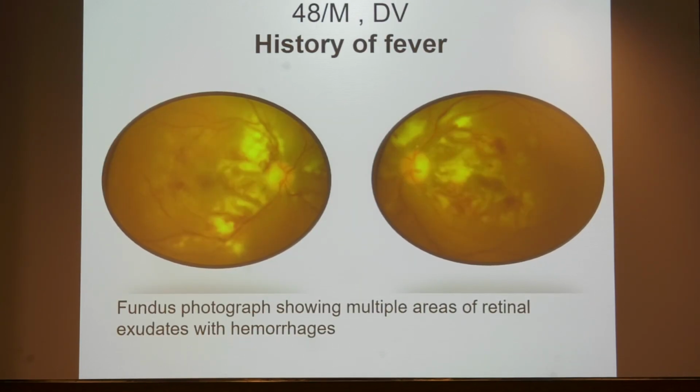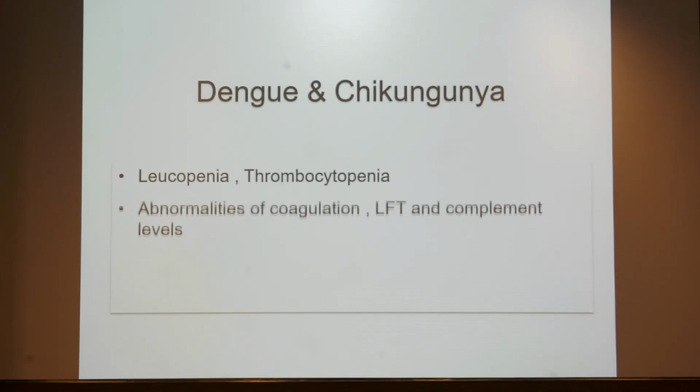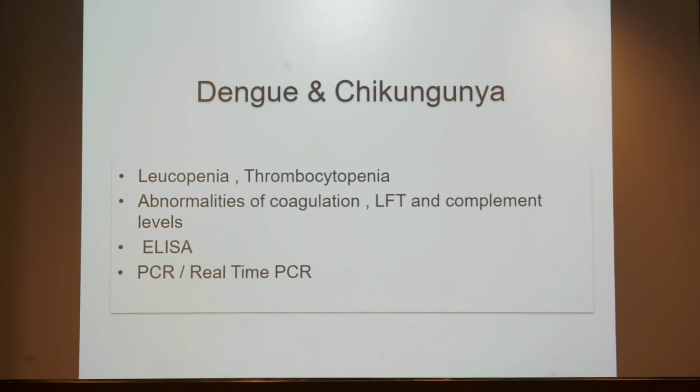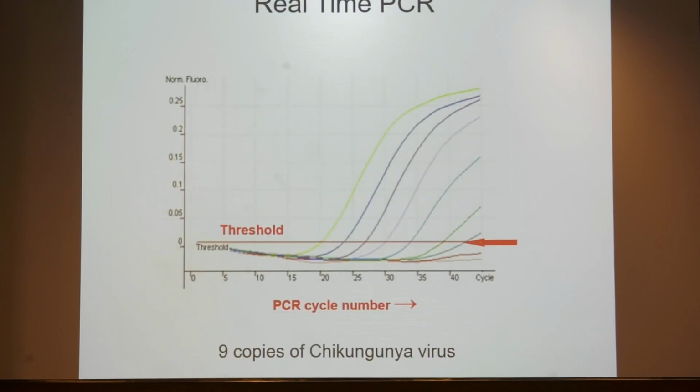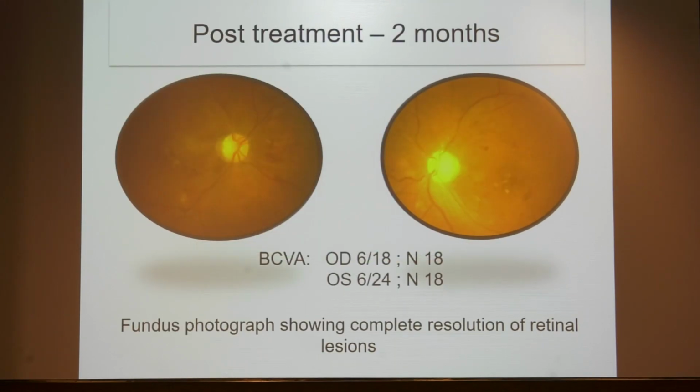A 48-year-old male with defective vision and a history of fever. So this is where history is important. And we again see this patient with retinal exudates and hemorrhages. So we are probably dealing with a post-fever retinitis, so we would be thinking about dengue, chikungunya, do blood tests, ELISA, and PCR. And this patient had 9 copies of chikungunya virus on a real-time PCR, was treated, and all those exudates just melted away.